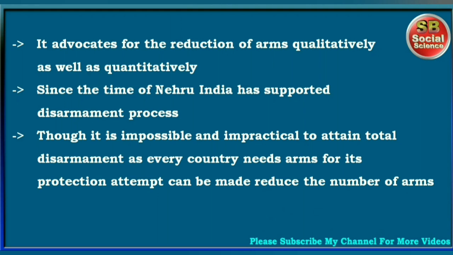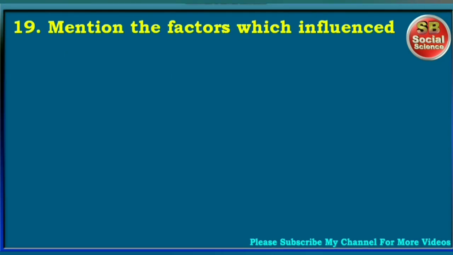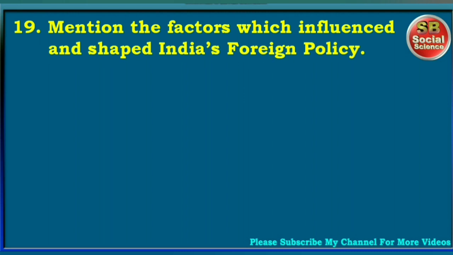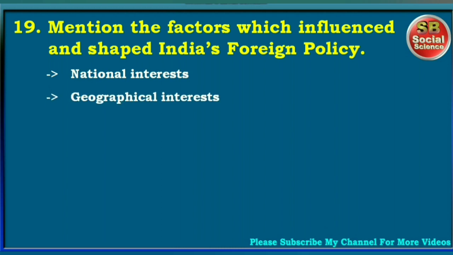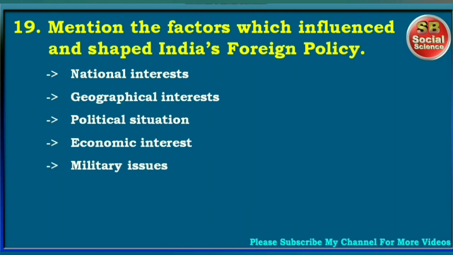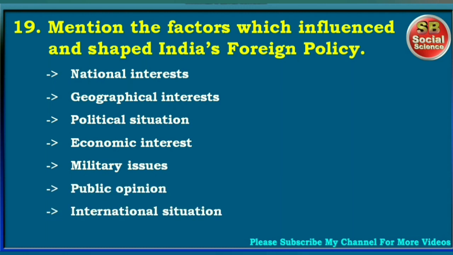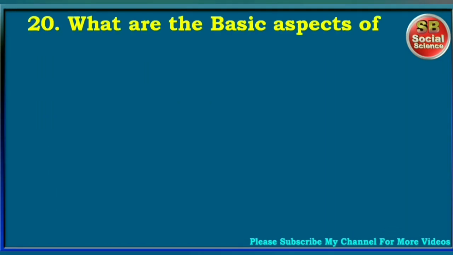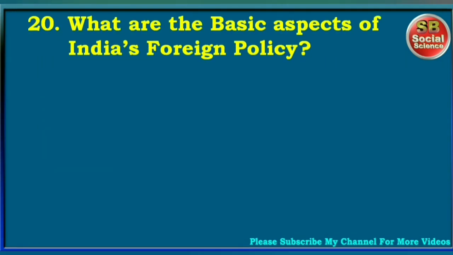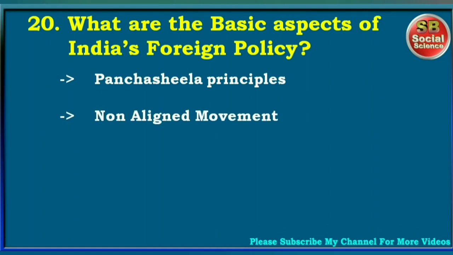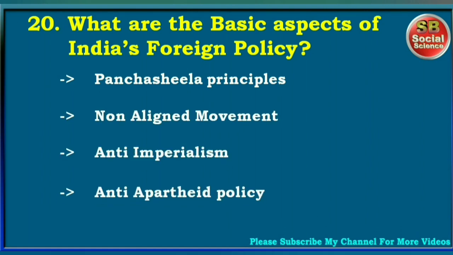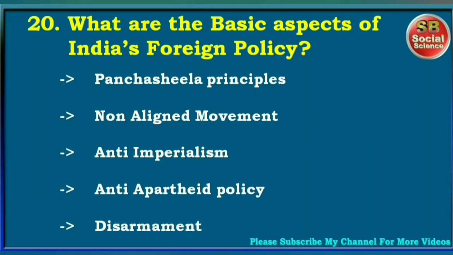Let's see another question. Mention the factors which influenced and shaped India's foreign policy. Let's see the answer. National interest, geographical interest, political situation, economic interest, military issues, public opinion and international situation. Next one, what are the basic aspects of India's foreign policy? Answer: Panchashila principles, non-aligned movement, anti-imperialism, anti-apartheid policy and disarmament.